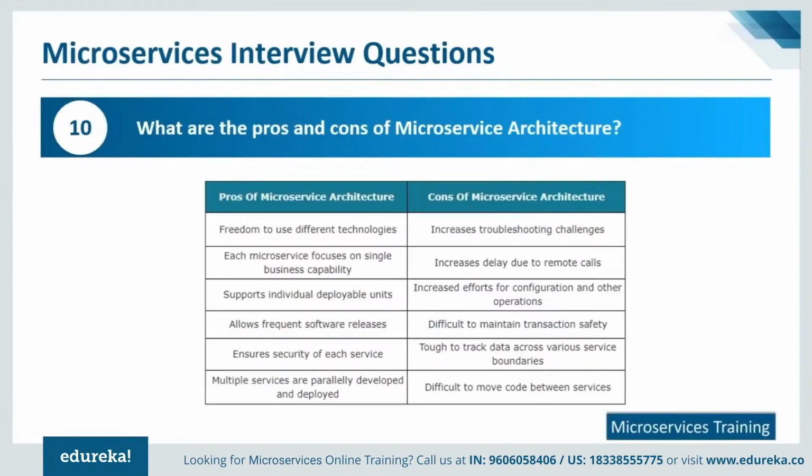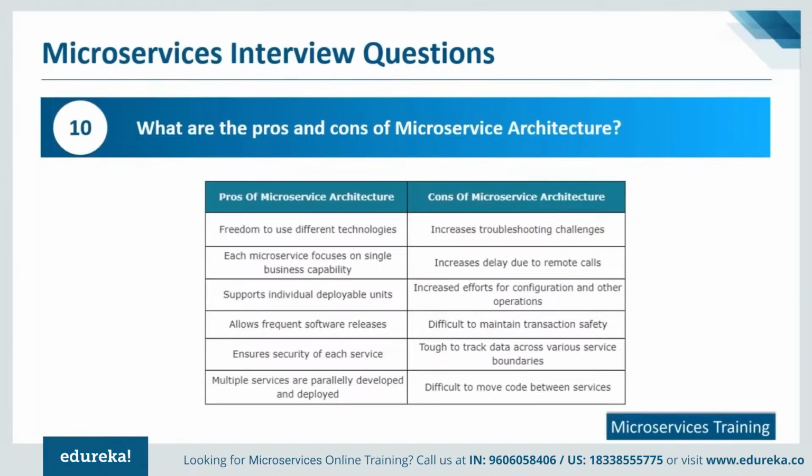This does not become a huge issue. Now, increased effort for configuration and other operations. Yes, configuring these applications can be a problem, but then we have something called REST APIs that ensure complete integration of these services. And again, this issue can be taken care of. Difficult to maintain transaction safety. Security can be an issue, and that is a concern that affects almost every software, and you cannot be 100% secure in any possible way, but this approach gives room for security as well.